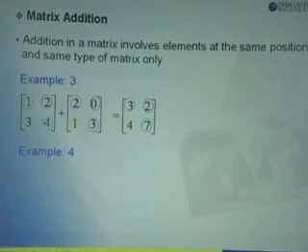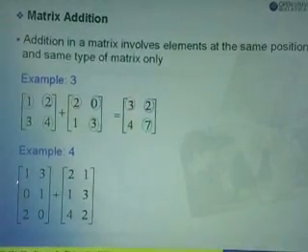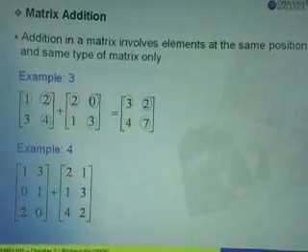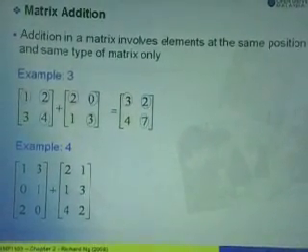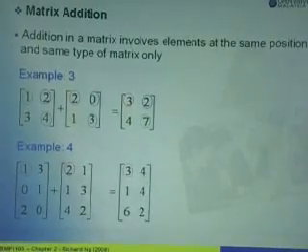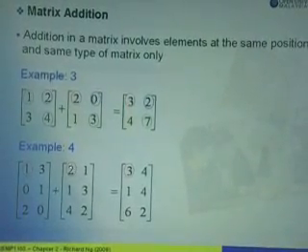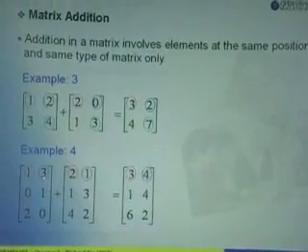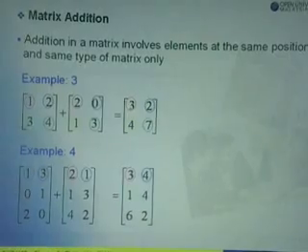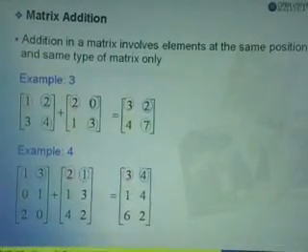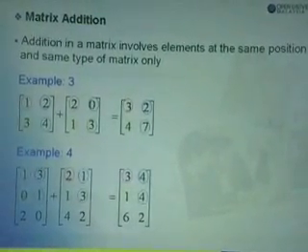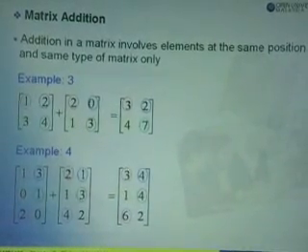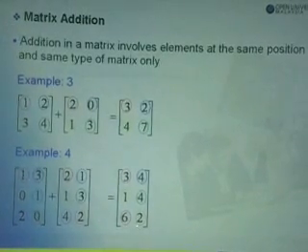So let me show you another example. If we are given this type of matrix, which is 3 rows and 2 columns, you can add to another matrix which is 3 rows and 2 columns. So to add this matrix, we will take the first element, add to the first element of second matrix. So 1 plus 2 will give us 3. 3 plus 1 will give us 4. 0 plus 1, the answer is 1. 1 plus 3 equals to 4. 2 plus 4 equals to 6. And finally 0 plus 2 equals to 2.